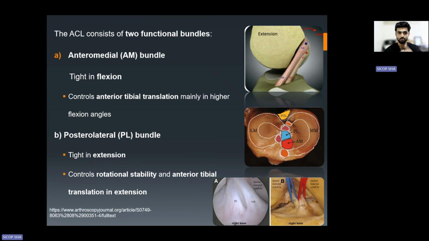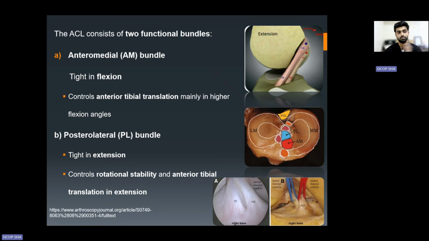The anteromedial bundle gets tight in flexion. So when we flex our knee, the anteromedial bundle gets tightened to restrict the motion and prevent excessive motion. The anteromedial bundle controls anterior tibial translation mainly at higher flexion angles. So when the knee is bent beyond 90 degrees, it prevents anterior tibial translation in that range.